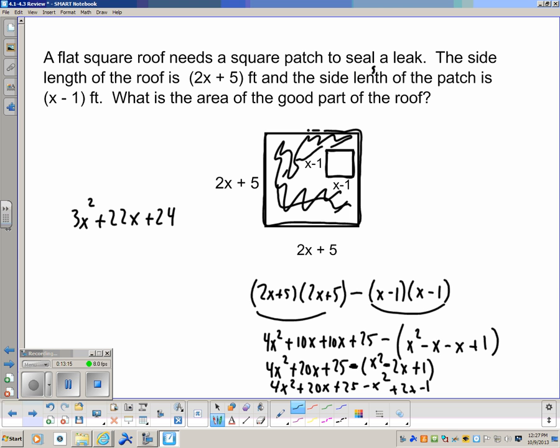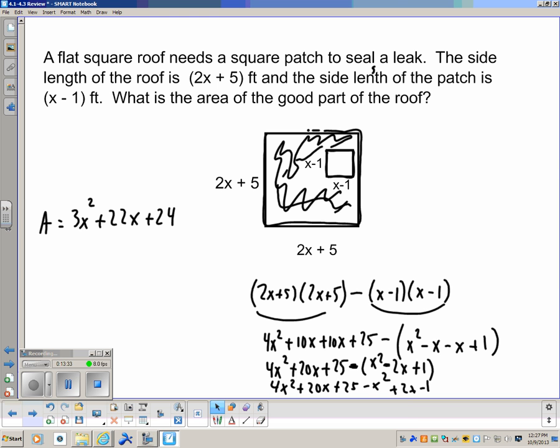So what is the area of the good part of the roof? We have it right there: 3x squared plus 22x plus 24. So I'm going to mark that so they can see that. That's what I intend to show as my final answer.